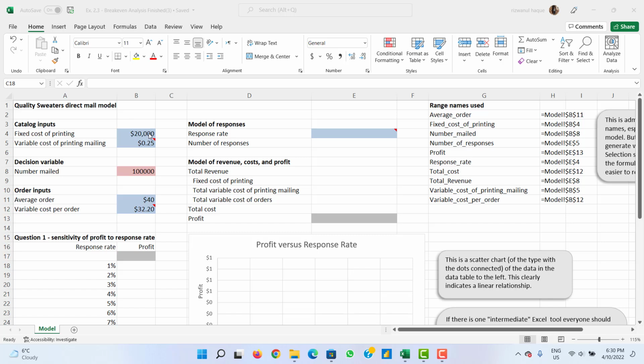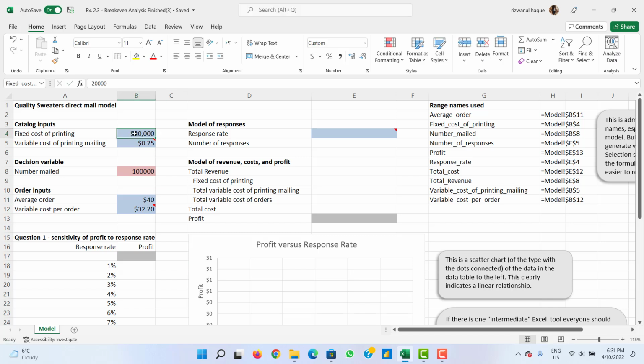leaflet at your home, that means it has a cost of printing, it has a cost of labor, it has a cost of delivery. So people who are delivering are also charging money from the company. So right now, just assume this condition, and what I'm seeing for catalog input is the fixed cost of printing.